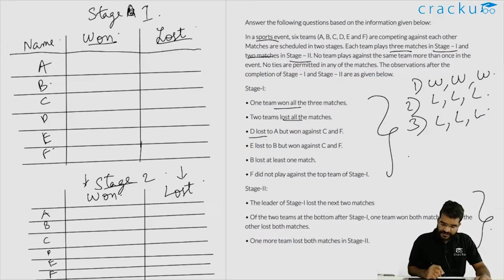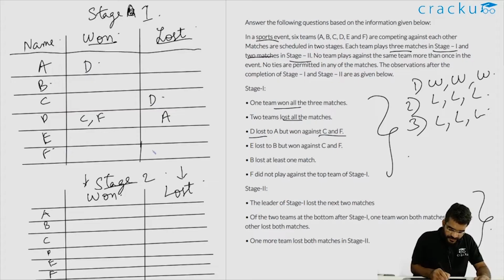We are told that D lost to A but won against C and F. So D won against C and F and it lost against A. So this would imply that A won against D, C lost to D and F lost to D. So we have identified all the 3 matches that D has played in the first stage. Similarly, E lost to B. This would imply that B won against E, but E won against C and F. So C and F have lost even to team E.